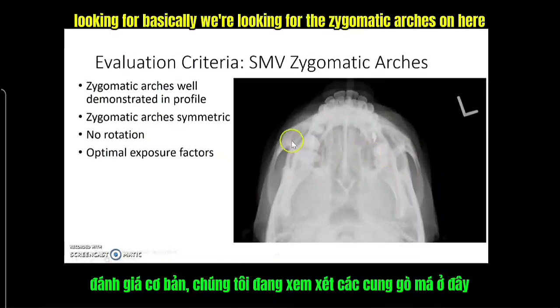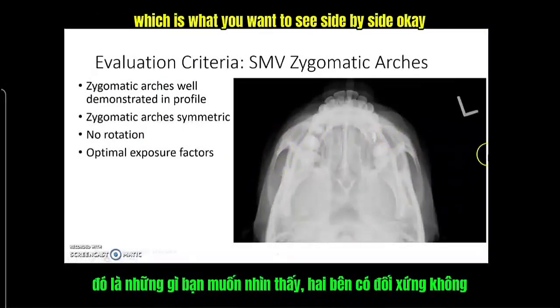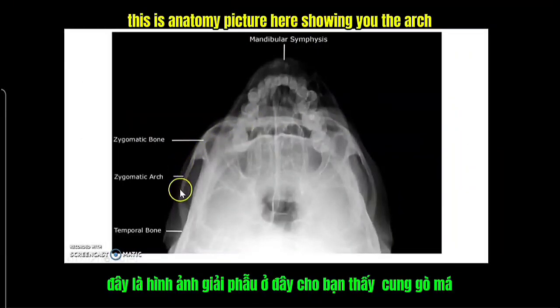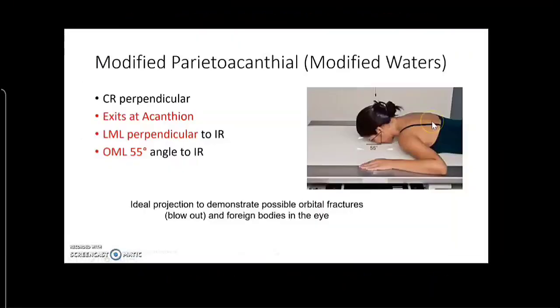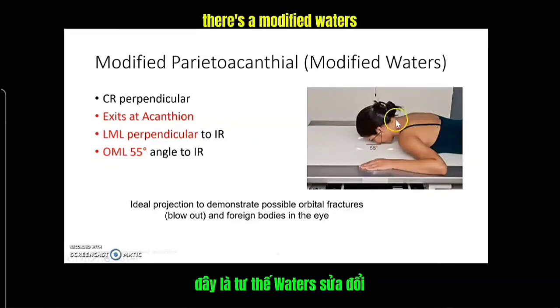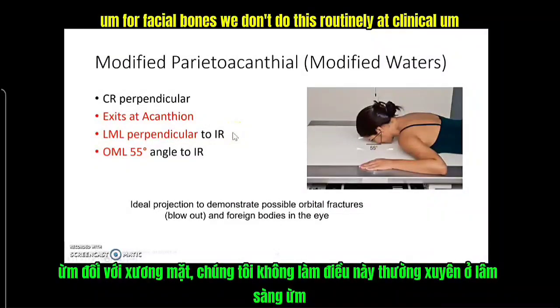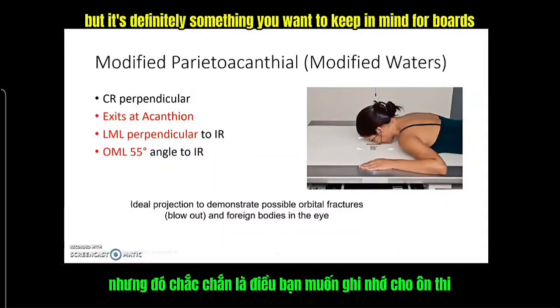Okay, basically we're looking for the zygomatic arches on here, which is what you want to see side by side. This is an anatomy picture here, showing you the arch. There's a modified Waters for facial bones. We don't do this routinely at clinical, but it's definitely something you want to keep in mind for boards.